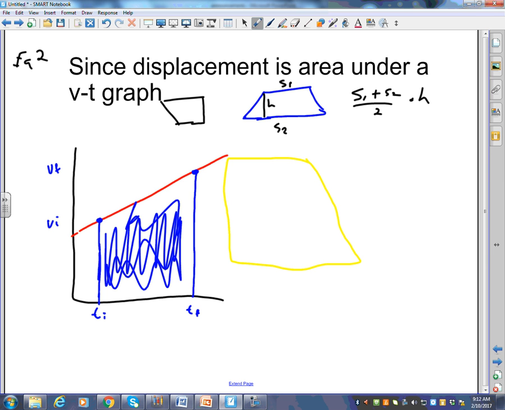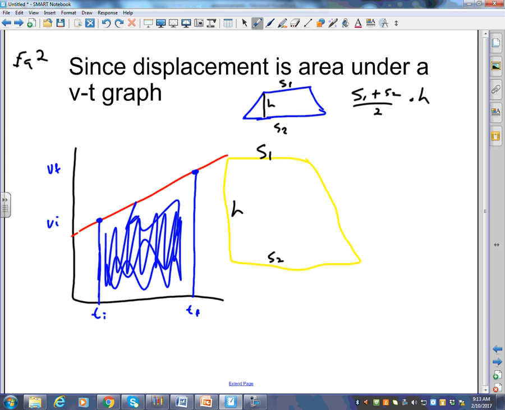The definition of a trapezoid is a four-sided figure that has only one pair of sides that are parallel. So all it means is these sides can't be parallel. So it doesn't have to be that diagonal shape. Okay, so if I look at this one here, this is side 1, side 2, and this is going to be the height, right?